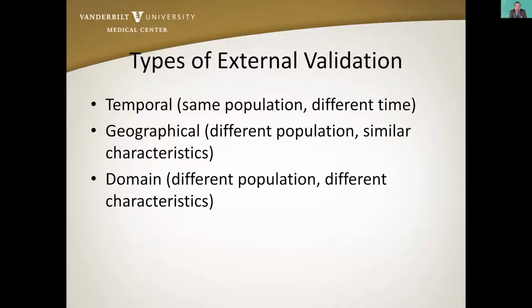So what exactly is external validation? I think it's thrown around a lot. There are, broadly speaking, three types of external validation. I wouldn't say that any one is inherently better than the other, but they are three very different things. So first, there's temporal external validation, which means you're looking at the same broad patient population. You're just looking at it at a different time period. That can be very useful.